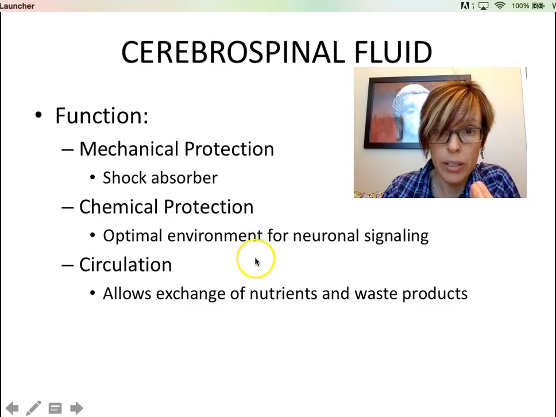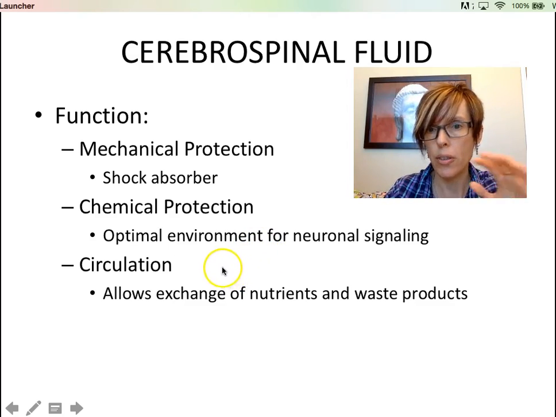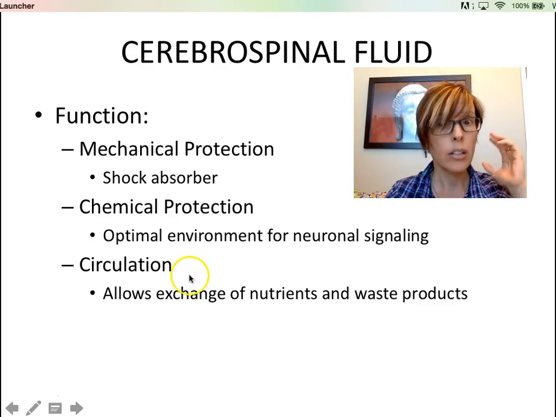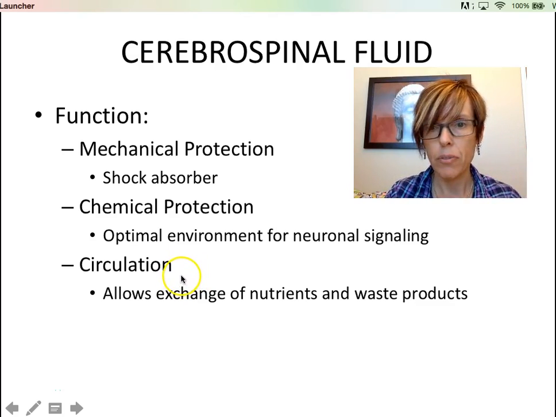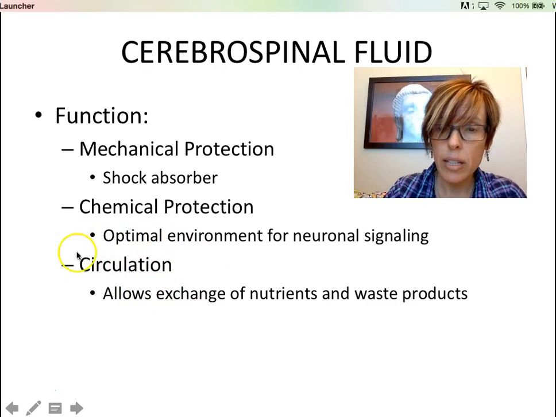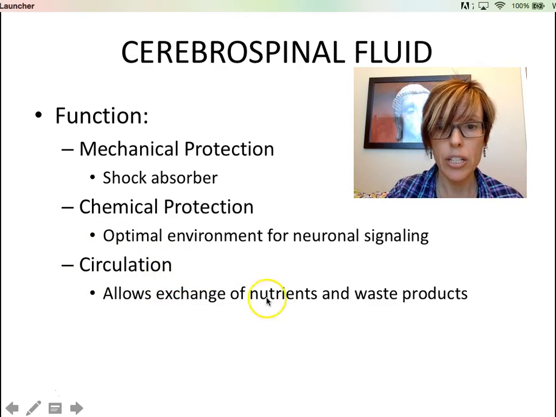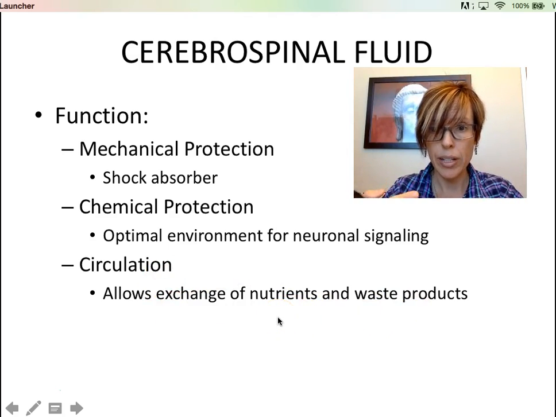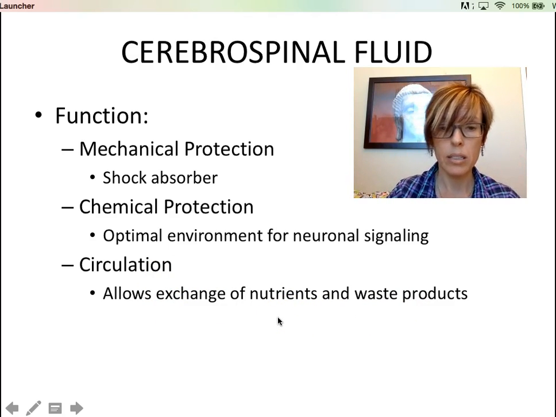Okay, which is going to be really important, because again, these neurons are super important. So you want to make sure they have everything that they need to function properly. Because if they're not functioning properly, you're going to have lots of cognitive deficits, right? And that's not good for survival, right? And then, as these neurons are producing things, they're going to produce waste. And again, they're hungry, so you're providing them with nutrients as well as removing waste products.